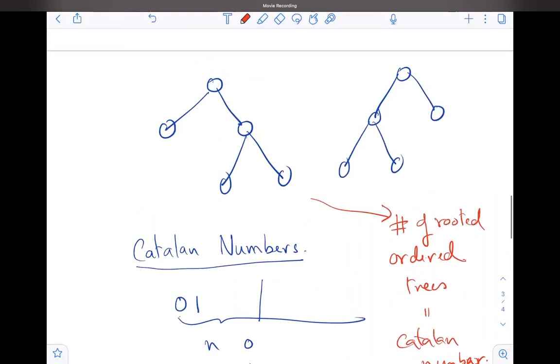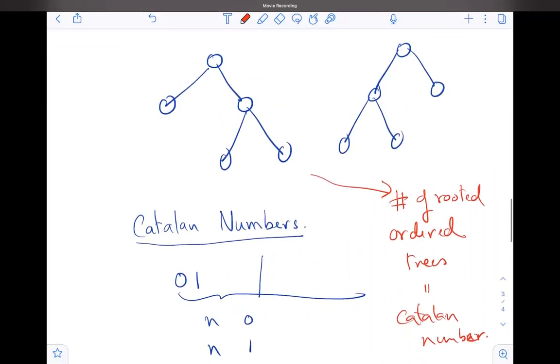So what is a rooted ordered tree? There's a root, and everything is rooted. And ordered means its children are ordered, meaning the left order and right order are different. The ordering of the children matters. So these two trees that you've made are fundamentally different.